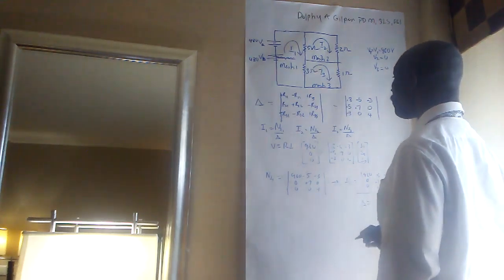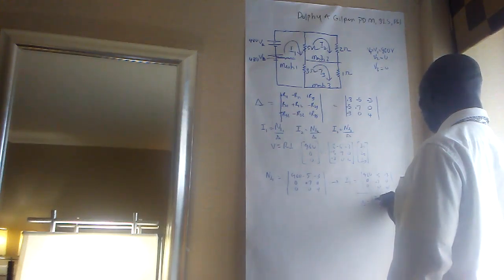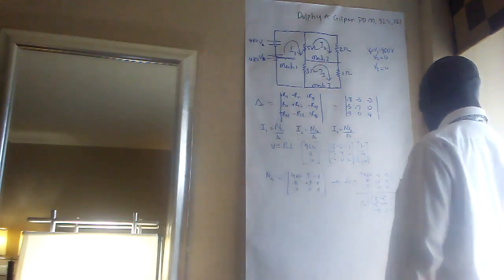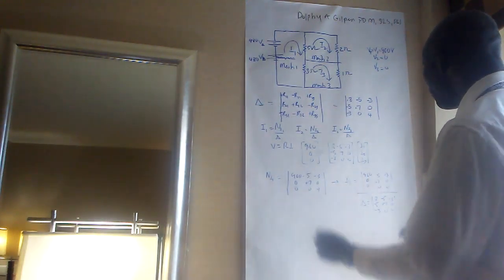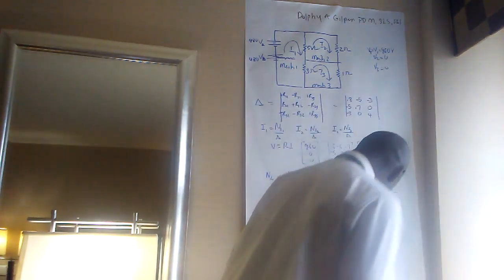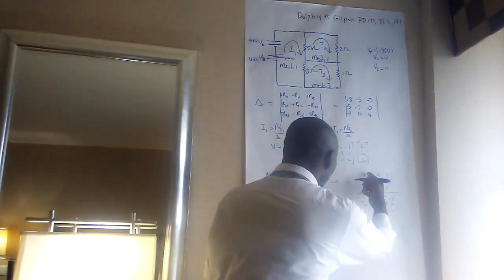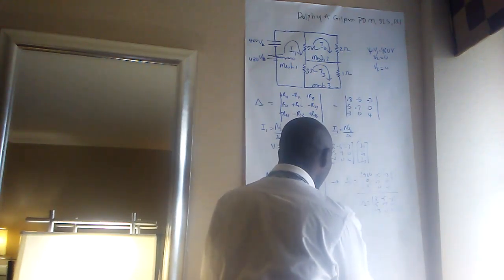And delta was equal now to 8 minus 5 minus 3, minus 5 plus 7, 0, minus 3, 0, and 4. So that will give us the I1 value. All right, let's find I1. We find the determinant, which is Ni1 over delta.